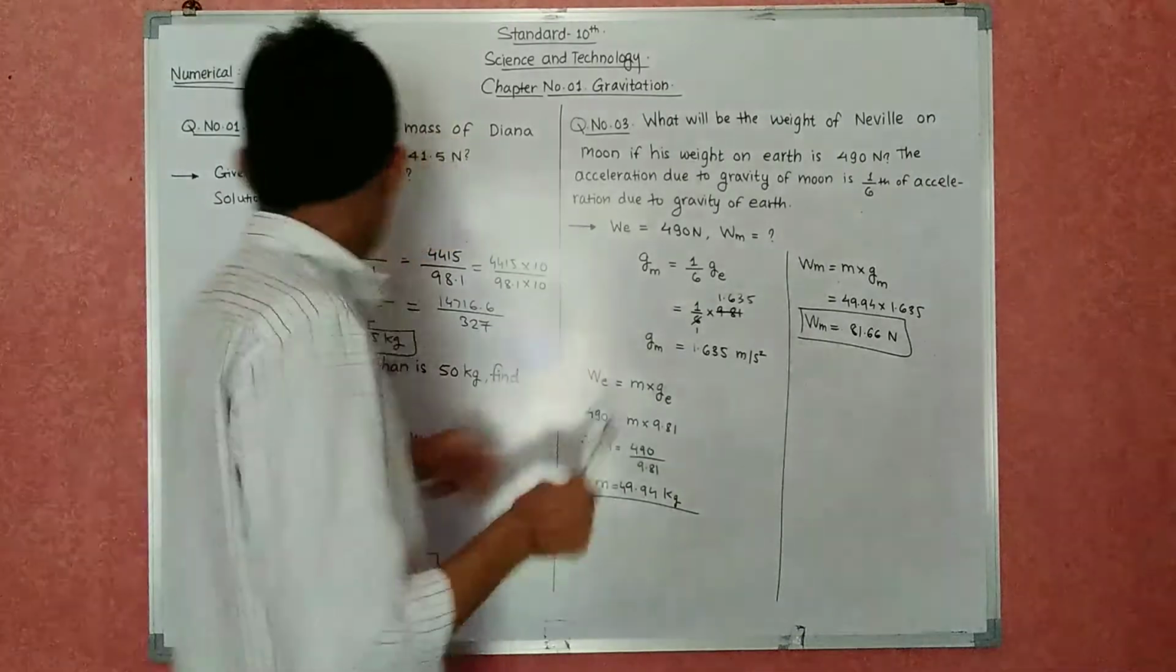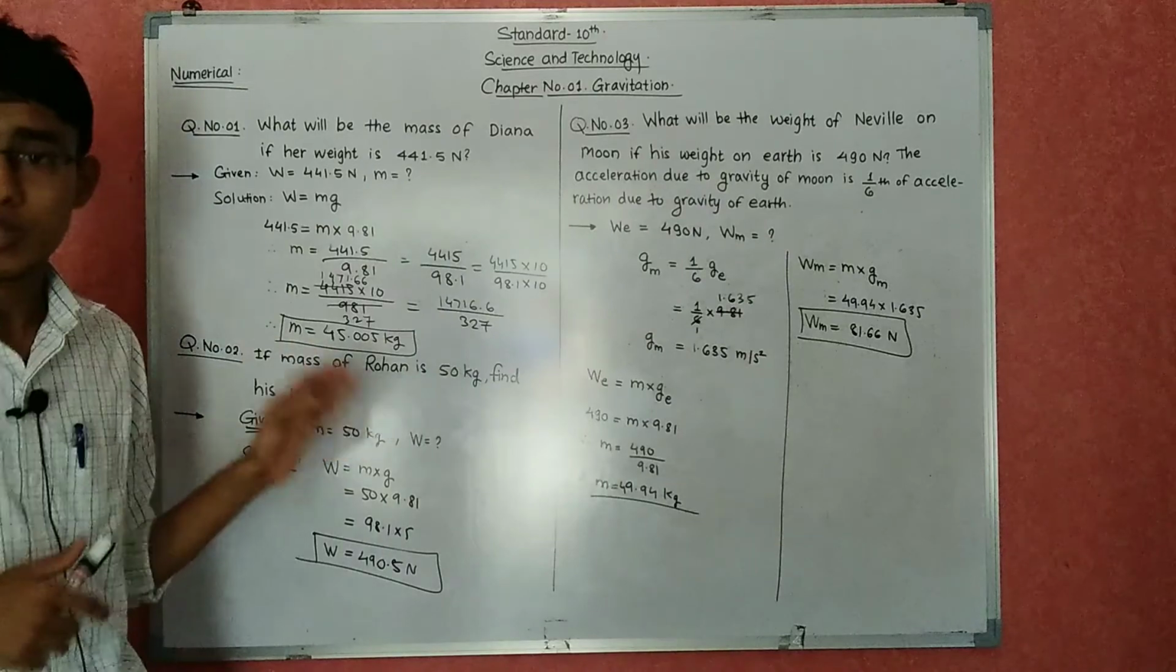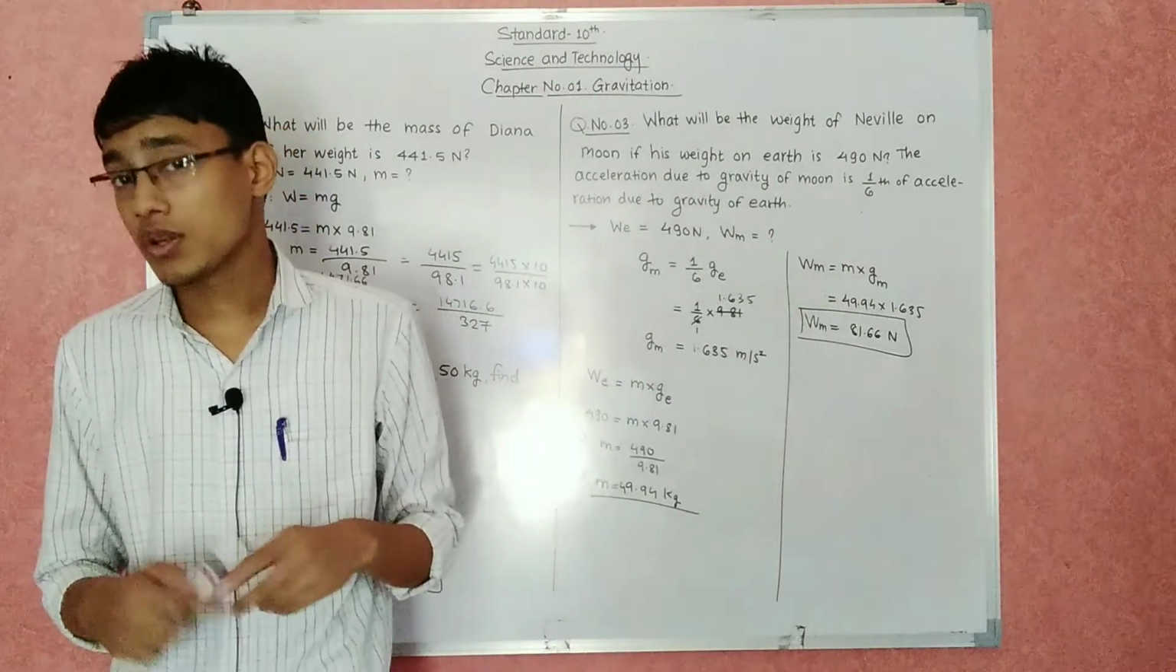Okay, so these are the three numericals. You have to write down these three numericals in your notebook, and there is one question for homework which is given in the description below.